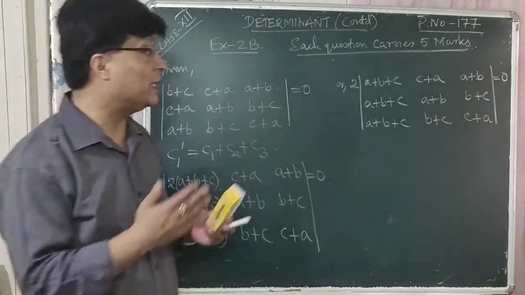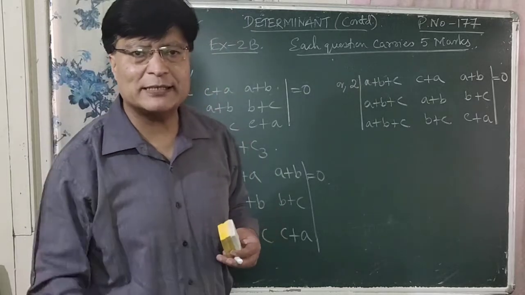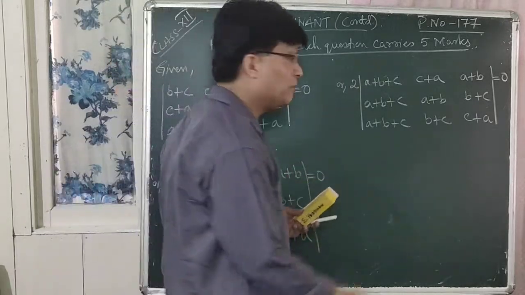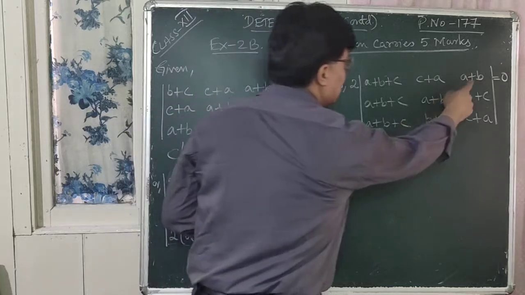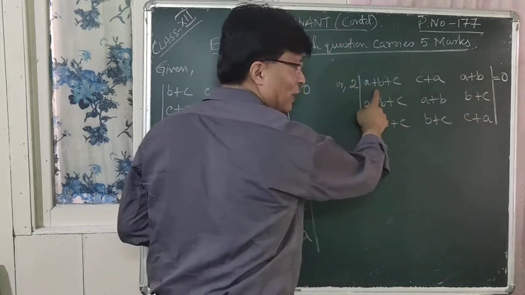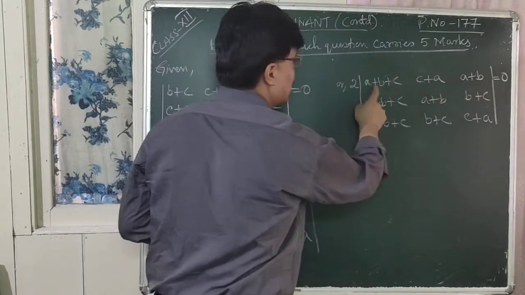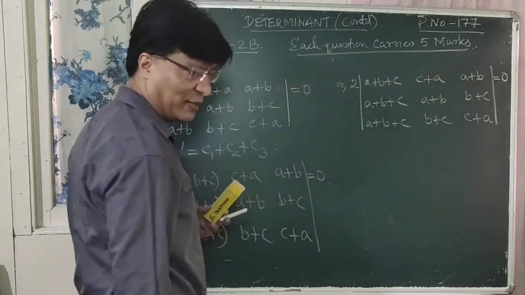In the third column also we can change it into a single element. How? You can use the property C3 dash is equal to C3 minus C1. So A plus B minus A minus B minus C, only minus C remains here.